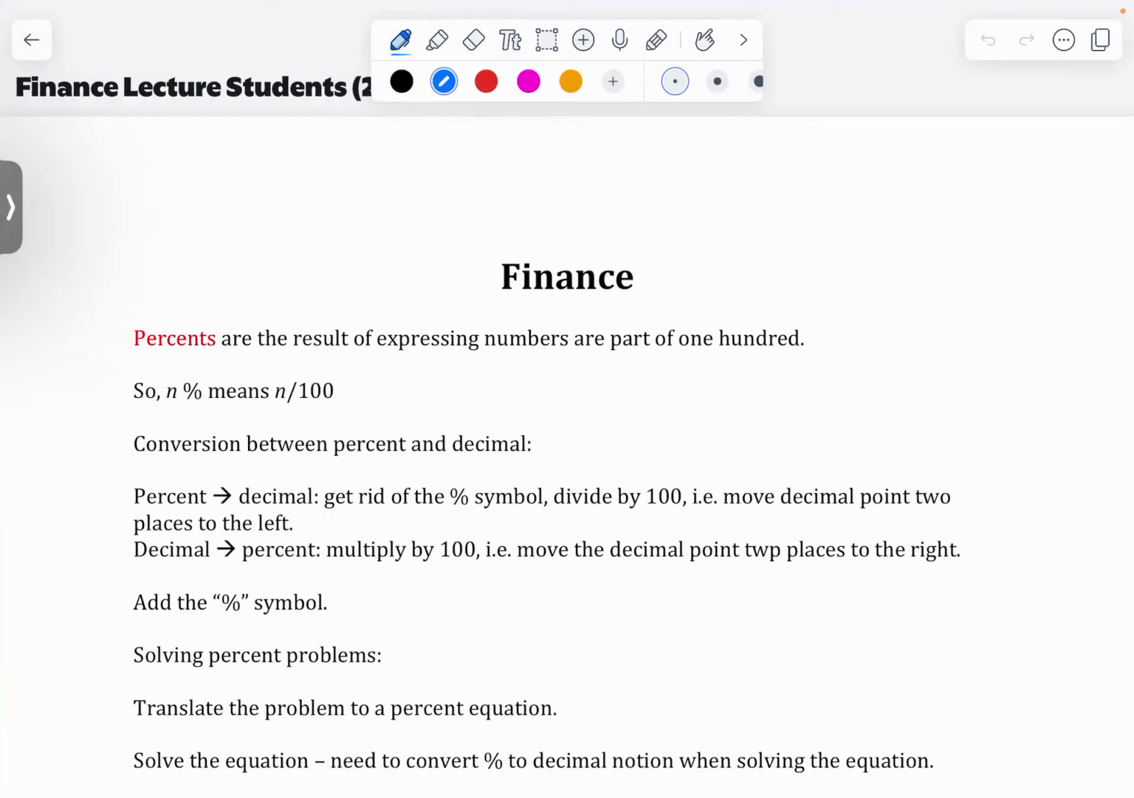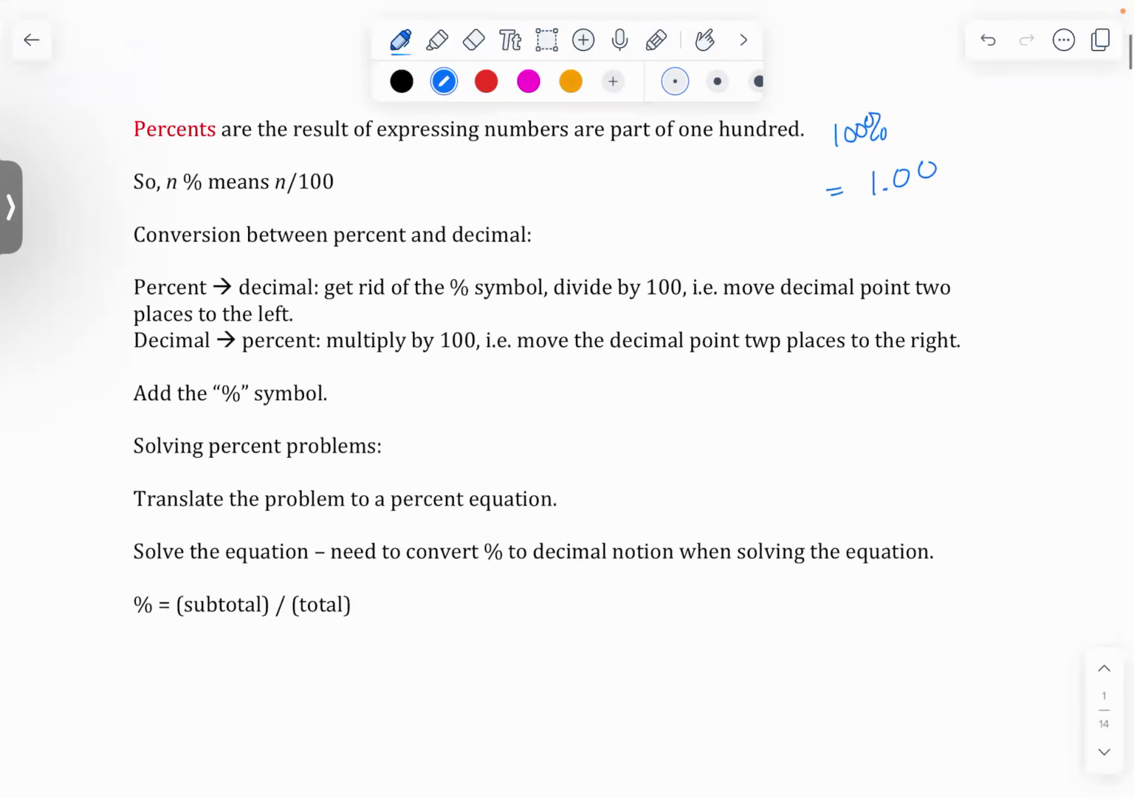Some basic things to start with, and we've already talked about a little bit of this. Percentages. When dealing with percentages mathematically, we have to deal with decimals. You cannot deal with 100% as that value. You have to turn that into 1.00. The general concept of percentage is that it's the subtotal divided by the total. That gets the decimal, and then you multiply it by 100.